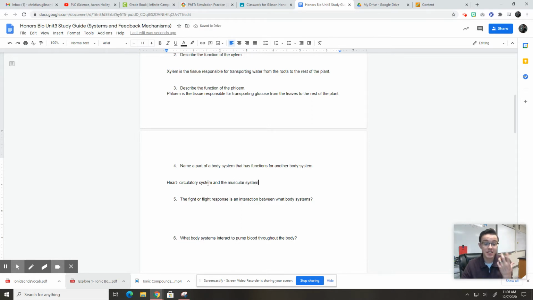Okay, so that's just an example. And if you have another one that is for both, that's fine too. But the heart is the first one that jumps to my head. So if you didn't have an example, this is one you could use. The heart functions within the circulatory system and within the muscular system.